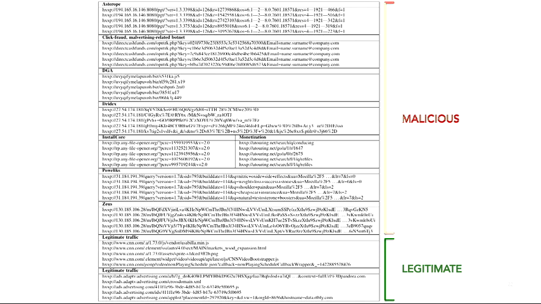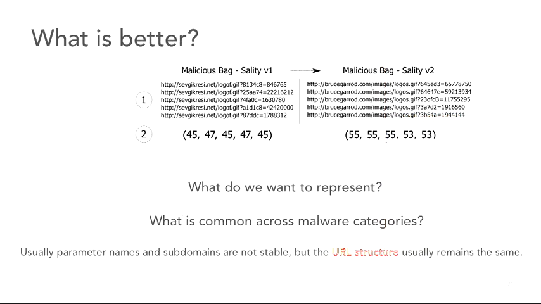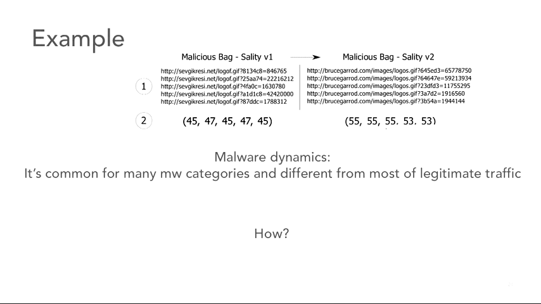But if you have a look at it from a distance, you would see that the flows within the malware bag look very similar, and this applies to every bag here, as opposed to the legitimate traffic where the URLs are actually very different, right? Because if you go to a legitimate page, you have to download some JavaScript, some pictures, some frames, and so on and so forth. So the URLs are different. And this is exactly what we want to extract here, the URL structure of the malware bags, or in other words, the malware dynamics. And how are we going to do that?